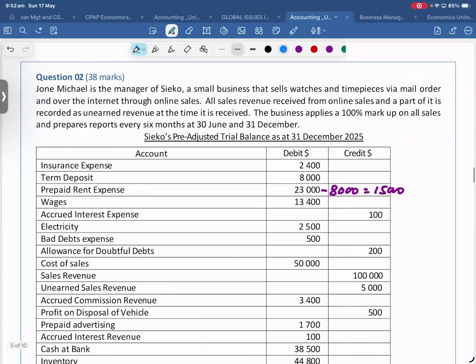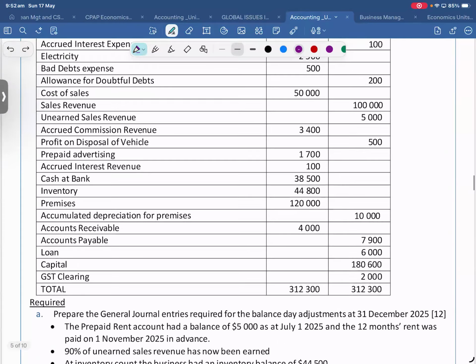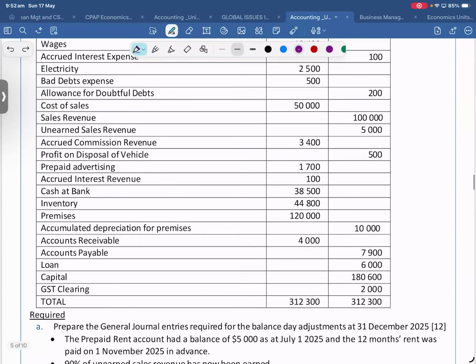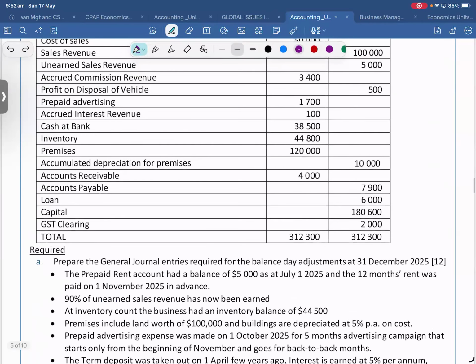So basically, now see what they are saying. All sales revenue received from online sales, and a part of it is recorded as unearned revenue at the time it is received. That means we are receiving all the money. We don't have to worry about the money. We have received the money, right? So bank debit and unearned sales credit, and then we are going to do the 4,500 that has now been earned, right? Okay.